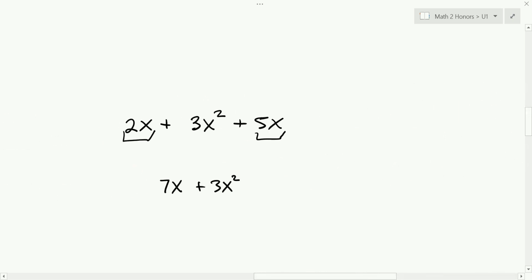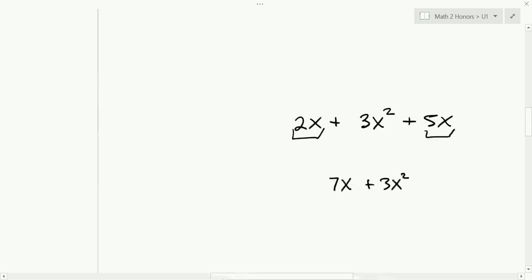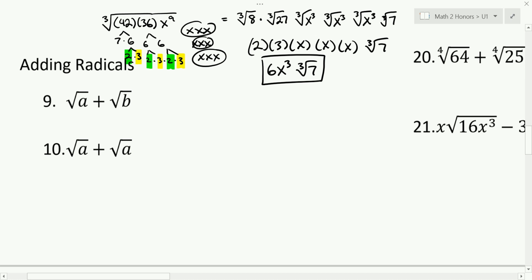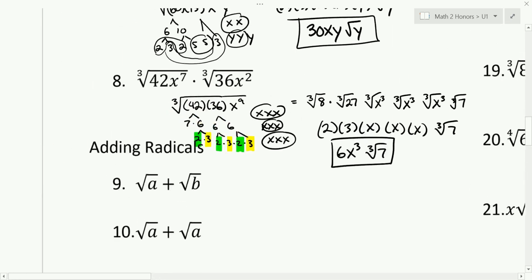When you add, they have to be like terms, meaning everything after the coefficient, your number, has to be alike. Same thing applies with this. Okay? Your square roots are kind of like your x's and your y's, and they have to match exactly. So on number 9, they don't match. One's a square root of a, one's a square root of b. That's like having an x plus y. Can't do anything with that.